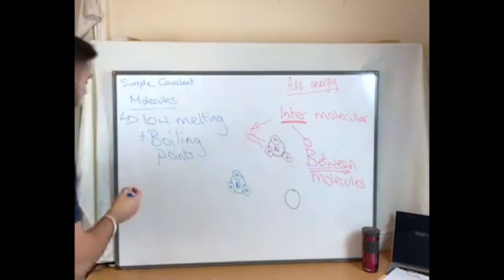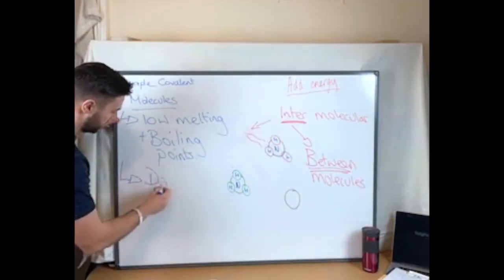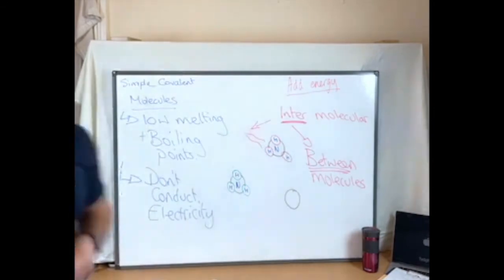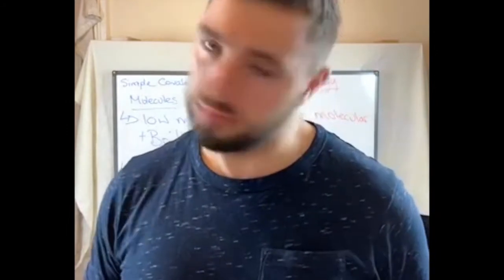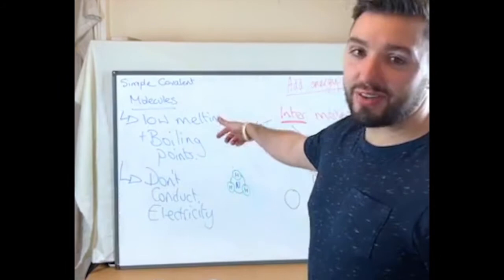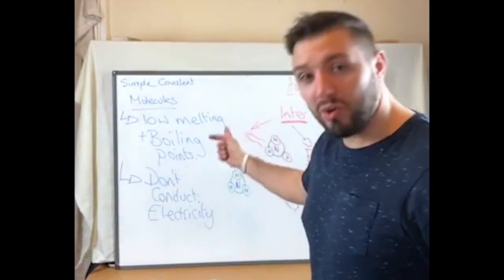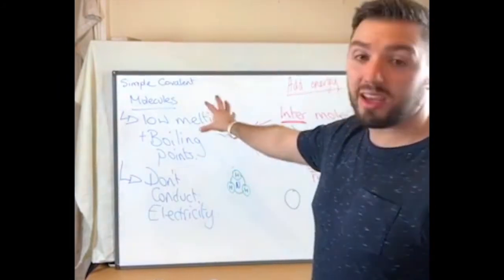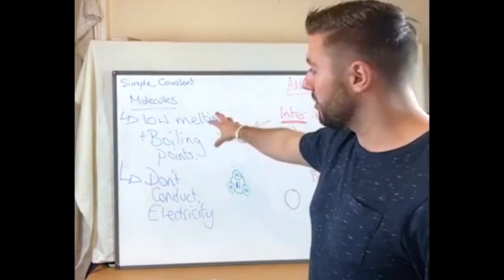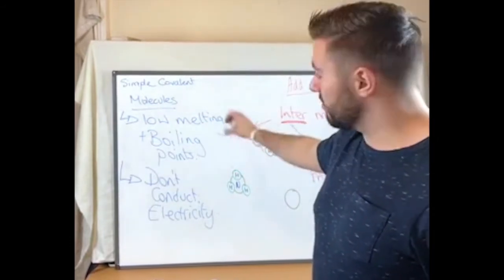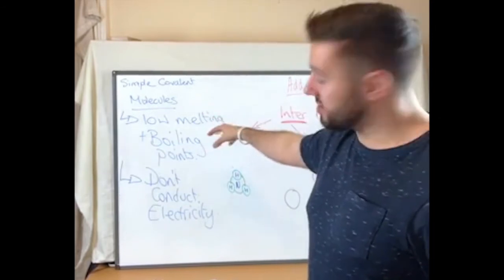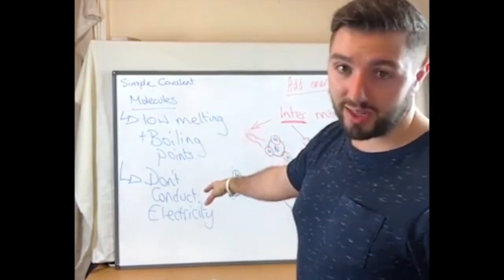The second property is that they don't conduct electricity very well. Very useful, because otherwise, if you had a random spark of electricity in the air, you'd get electrocuted. Not pleasant. Do not want that, okay? So it's really useful that simple covalent molecules don't conduct electricity. That's the key principles to remember about them. They've got small molecules, only a couple of atoms. They've got low melting and boiling points as a result. They don't conduct electricity.